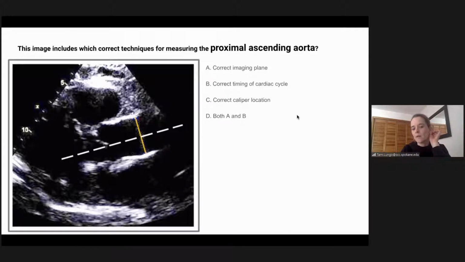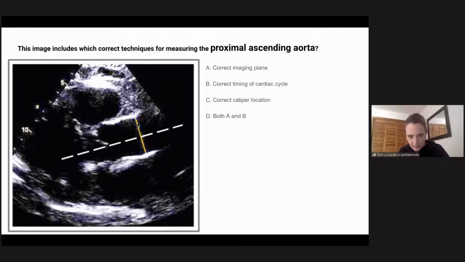I'm not sure if you were all there when Tyler was critiquing one of your pictures, but my doctors always take a ruler and put it through those dashes right there. That's how you know you have to measure perpendicular to that ruler line. They roll it out, then cross it and make it a perpendicular measurement, and you know you're doing it properly. This one says, let's see, this image includes which correct techniques. The main thing we're saying here is that we didn't measure from leading edge to leading edge.